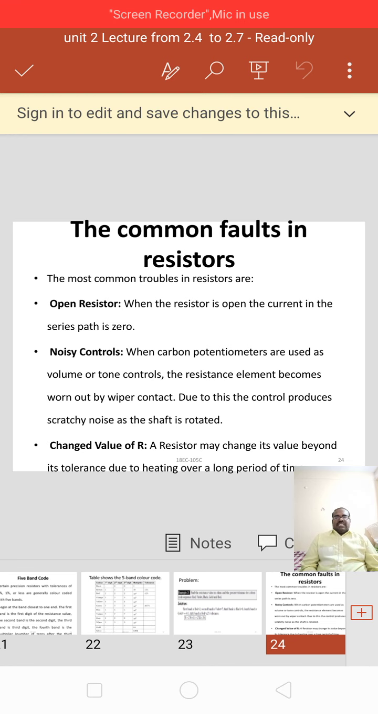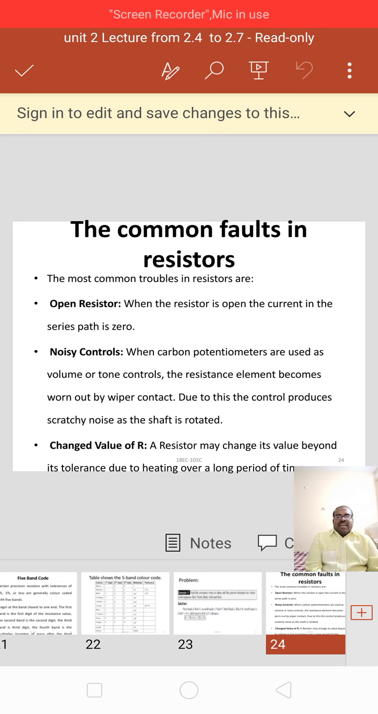Noisy control of the resistor is the second common fault. When carbon potentiometers are used as volume or tone controls, the resistance elements become worn out by wiper contact. Due to this, the control produces scratchy noise as the shaft is rotated.